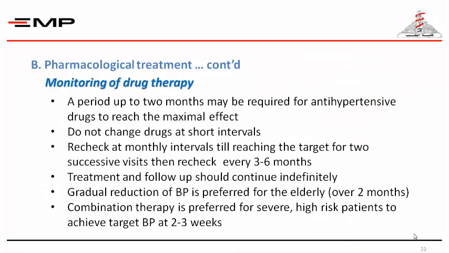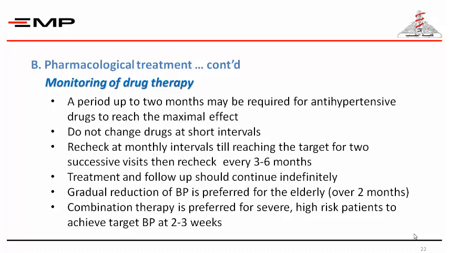A very important question: monitoring of drug therapy. Any patient given antihypertensive drug should be monitored. For how long? A period of up to 2 months may be required for the antihypertensive drug to reach its maximum effect. So we are not expecting that the blood pressure will decrease on the spot if we give the drug. We have to give the drug a chance to start working and to have its maximal effect. Do not change the drug at short intervals. This is not helpful at all.